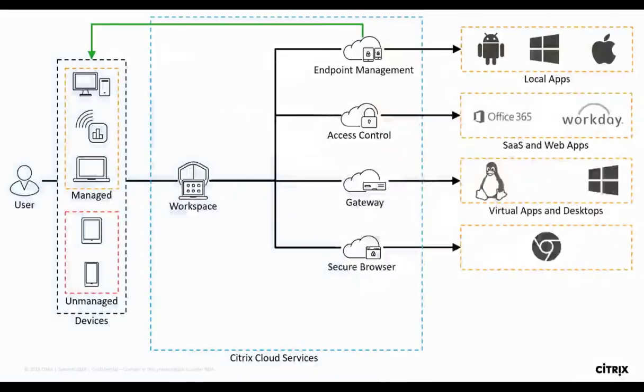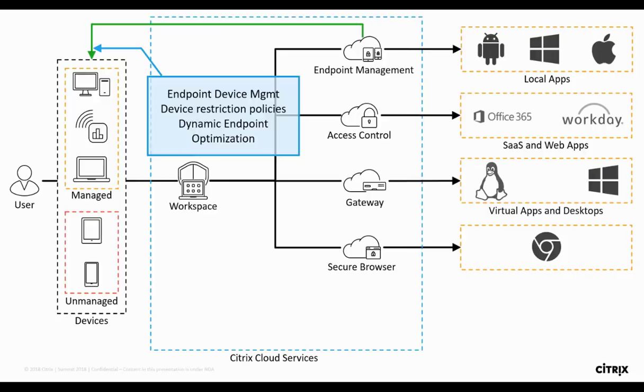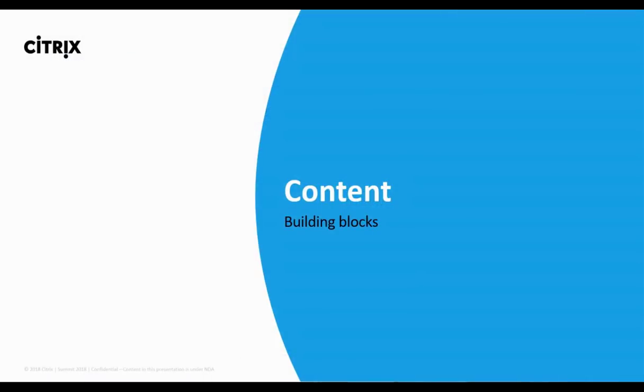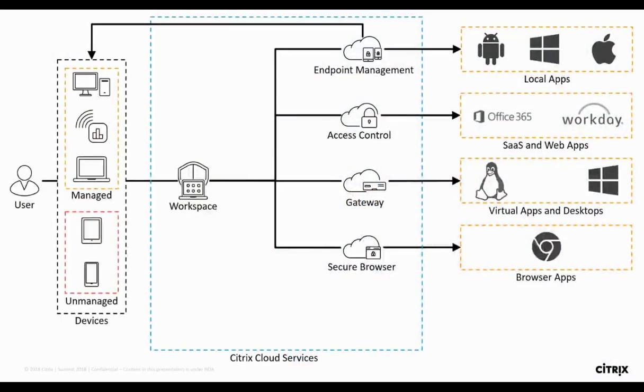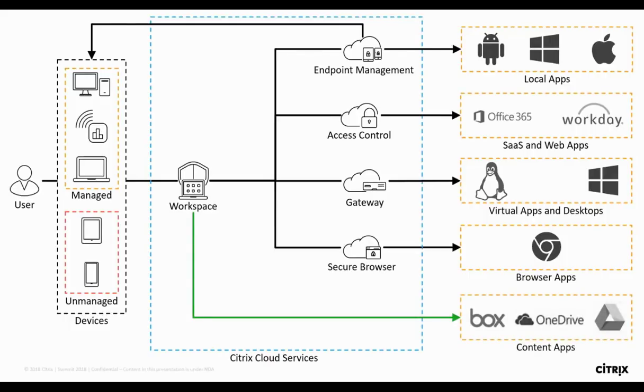Okay, so let's now recap what we did. Now we've got the endpoint management service not only managing local and mobile applications, but it's also now managing our devices. So the next step in this is to look at our content. How do we incorporate our content into this overall workspace architecture? So first, why do we care about content collaboration?